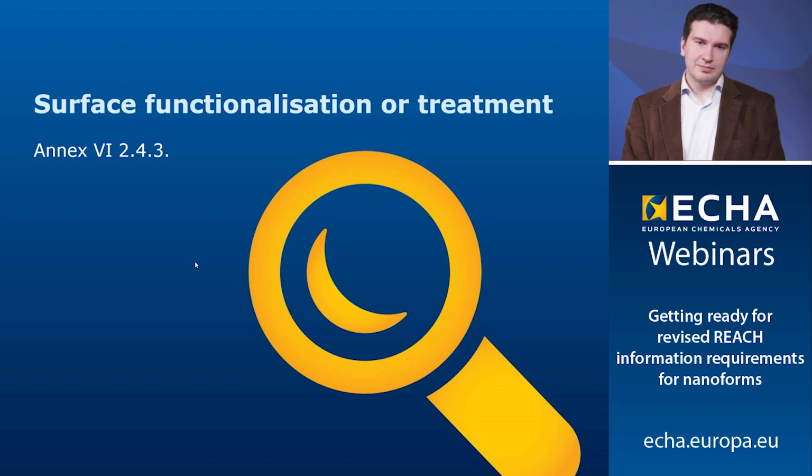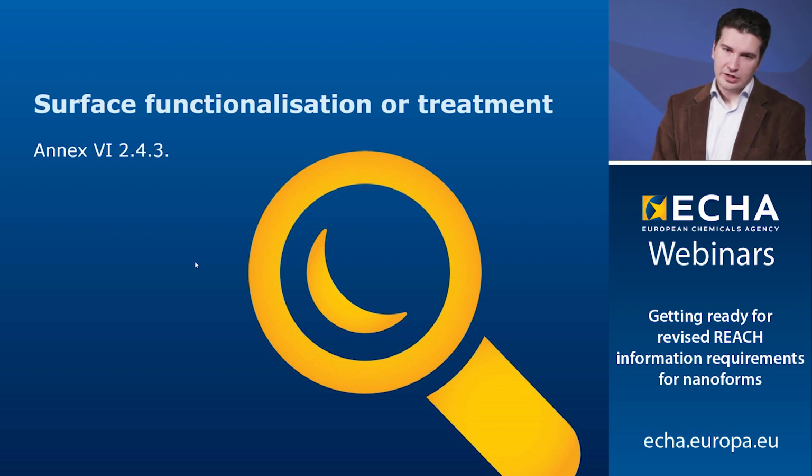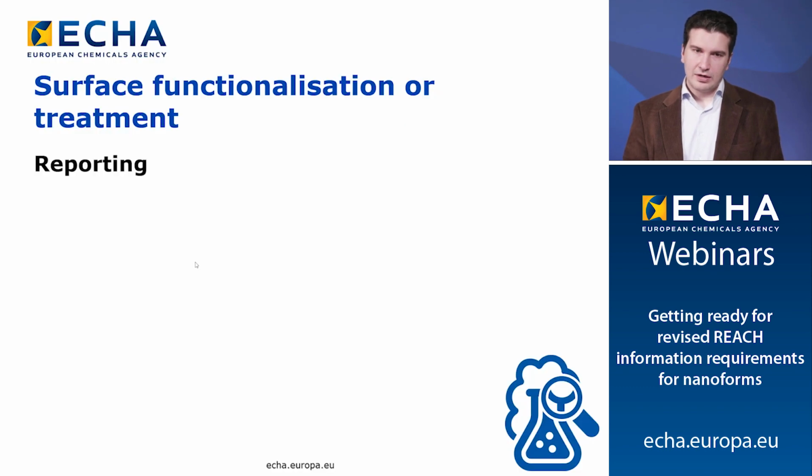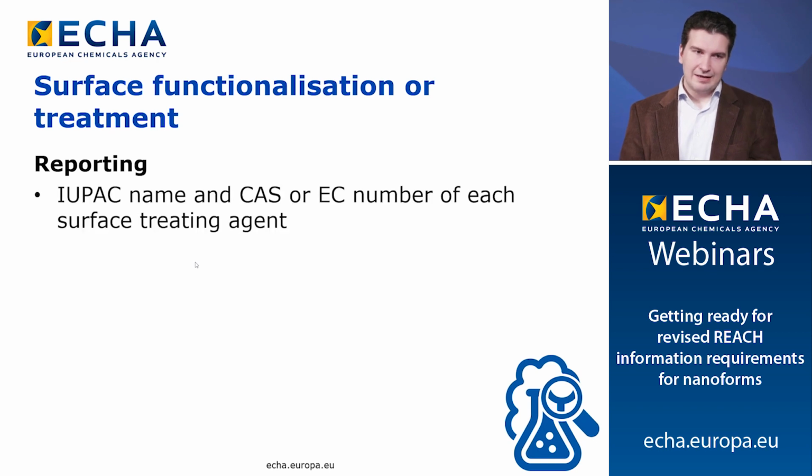Hello everyone, my name is Abdel Sumrain, and I will continue with you right now with describing the different reporting requirements for the characterization parameters, continuing on with the surface functionalization or treatment. So first of all, what do we need to report for surface treatment? The first thing you need to do is, of course, identify the surface treating agent by providing information about the IUPAC name and CAS or EC number of your surface treating agent.